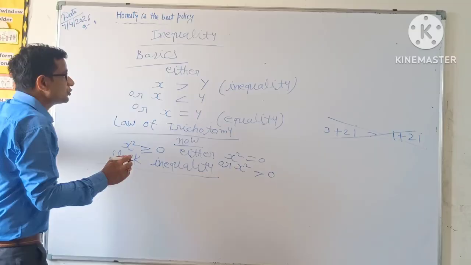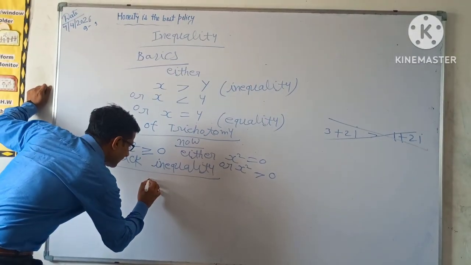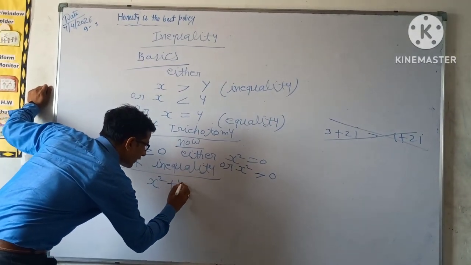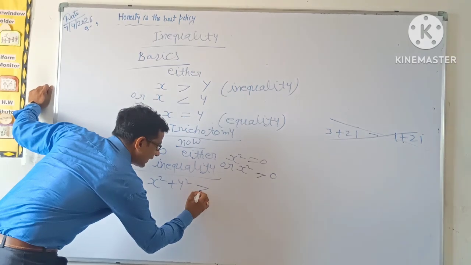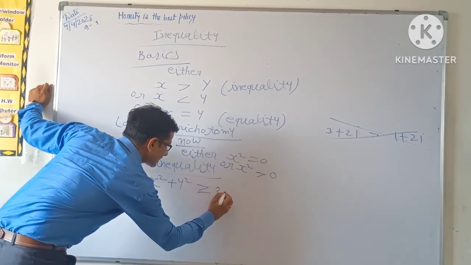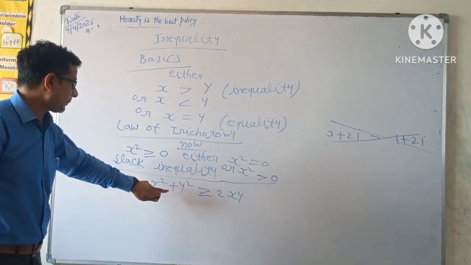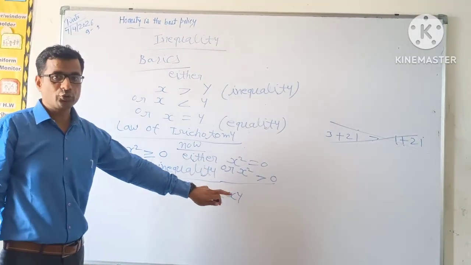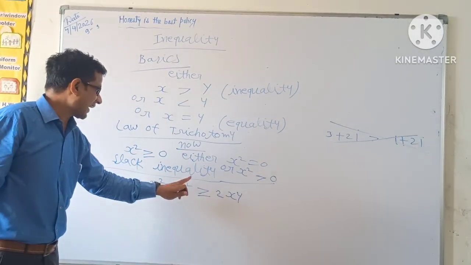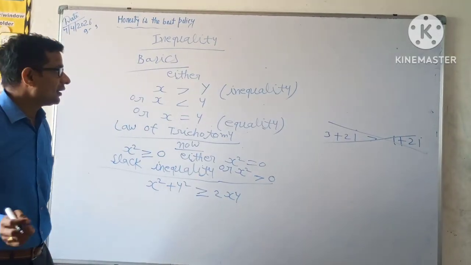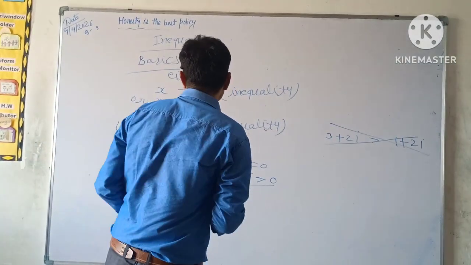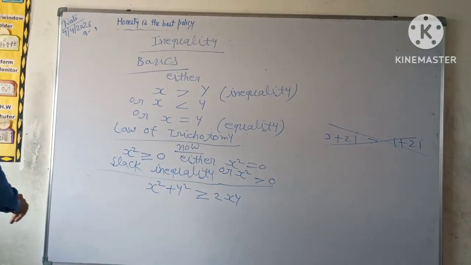For example, we should know that if x and y are two real numbers, then x square plus y square is always greater than or equal to 2xy. So this condition is called a slack inequality. And there are some other properties. Let us discuss them.